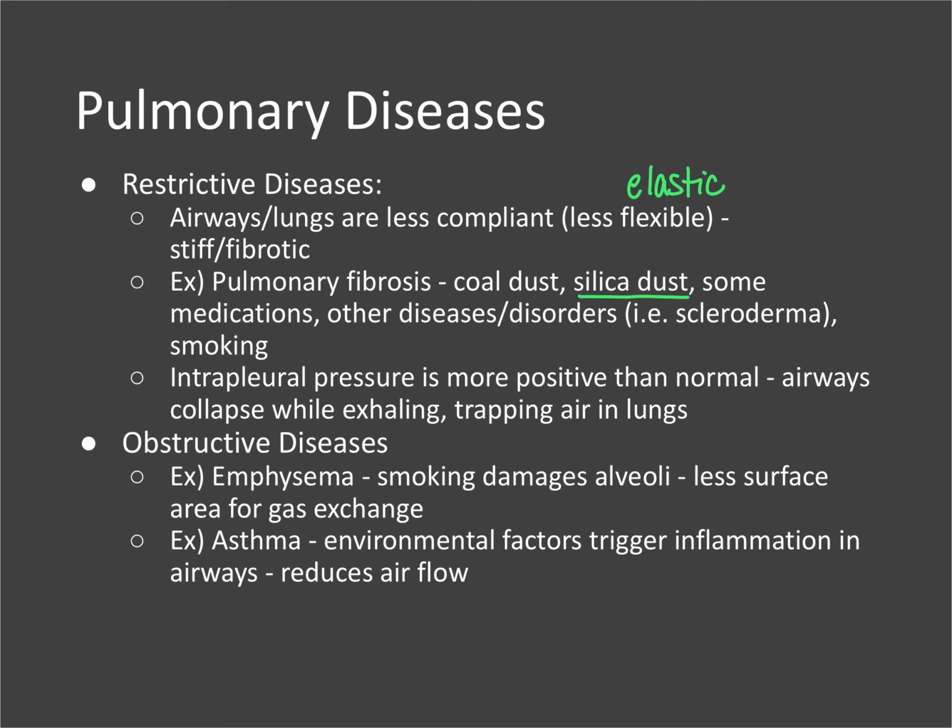And then asthma, so environmental factors can trigger inflammation in the airways. And so the airways can become constricted and the diameter decreases. And this reduces how quickly and efficiently air can move in and out of the lungs.